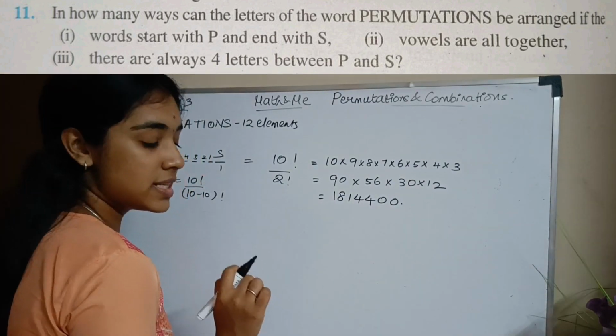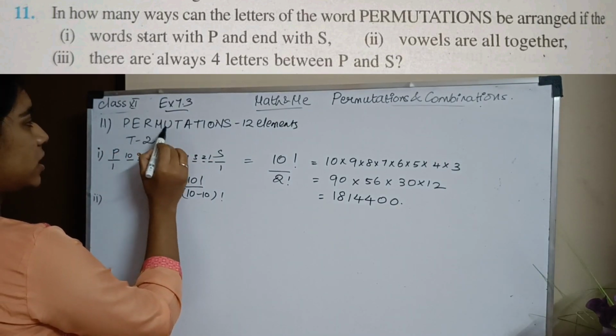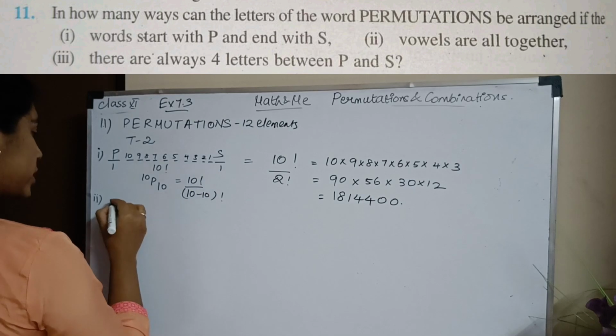Second option, vowels are all together. So all the vowels are together. How many vowels do you have? E, U, A, I, O. Okay, I have all the vowels.